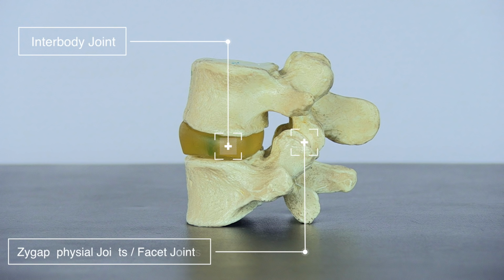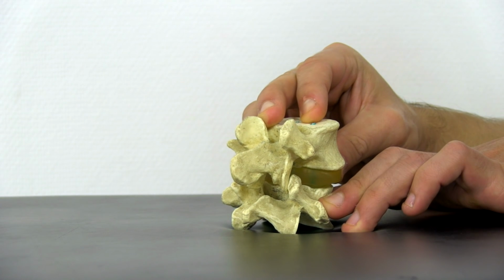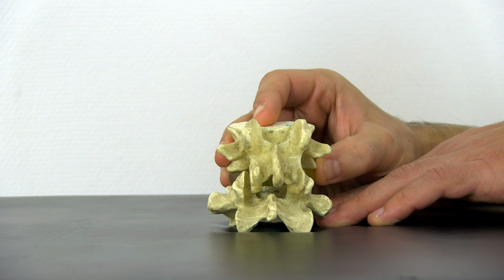Officially, they are called zygapophysial joints, which comes from the Greek words apophysis, which means outgrowth, and zygos, which means bridge. Commonly, the zygapophysial joints are also called facet joints. These two joints prevent forward sliding as well as rotation.